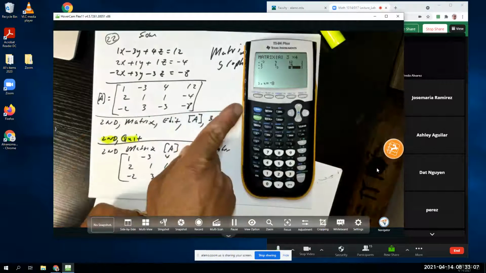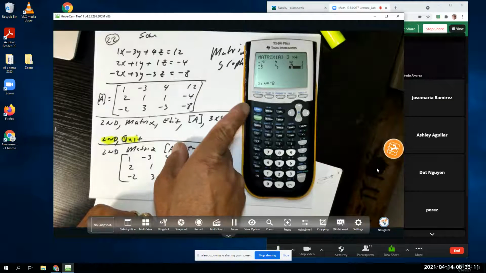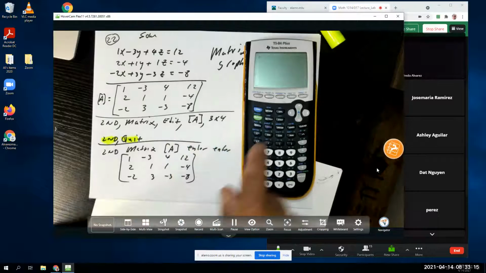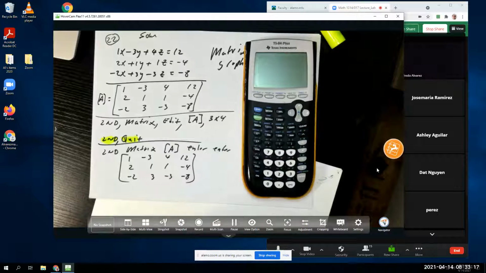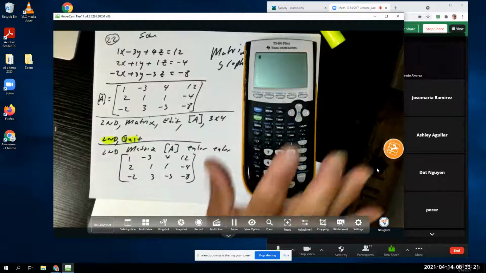Second, quit, right here. See where the blue key is right here? Second, this one, and then quit right next to it. So go second, and then quit right next to it. Second and quit right there. Did you get that far? Yes. Okay. So now, once I do that, it clears out my screen.